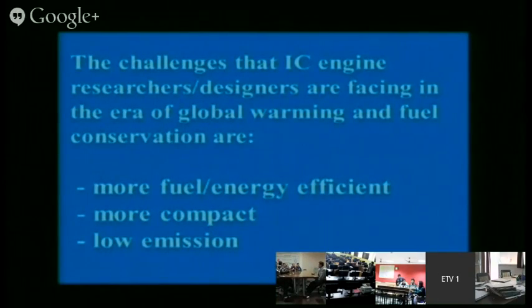In vehicle engines, or in general IC engines, the focus is that the engine should be energy efficient, fuel efficient, compact, and have low emissions. These three points are what designers and researchers in the area of engines are focusing on right now.